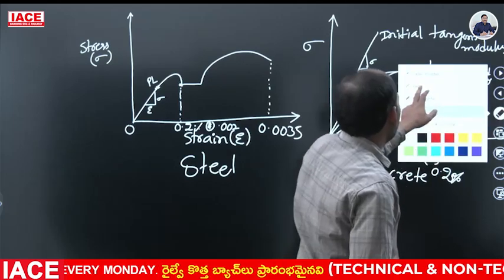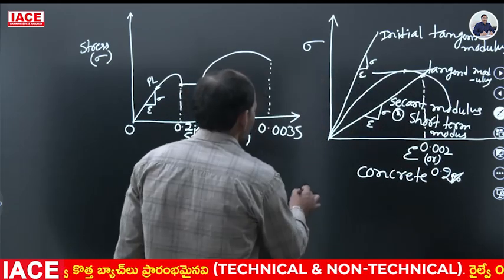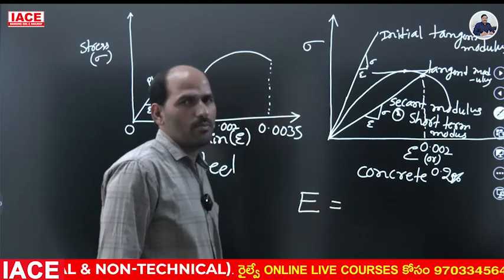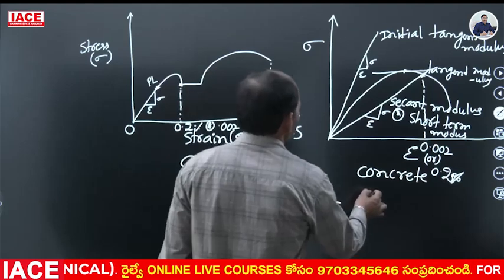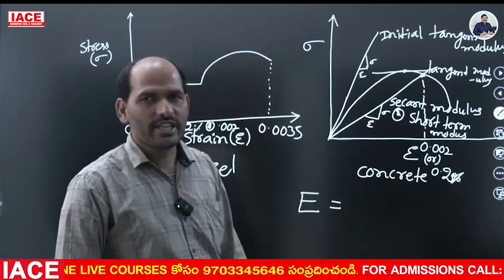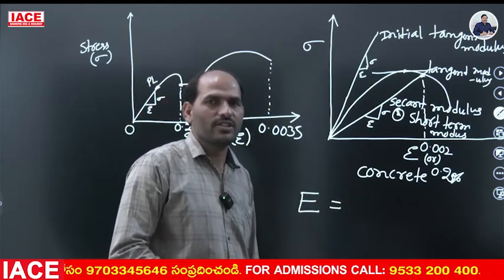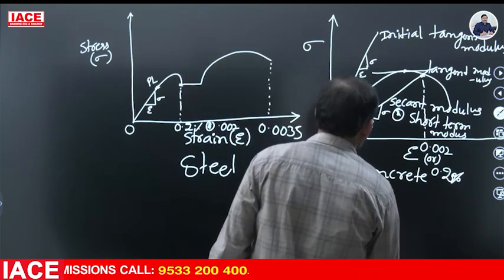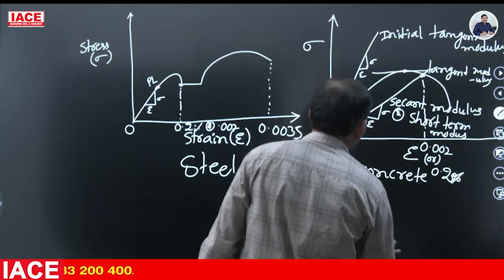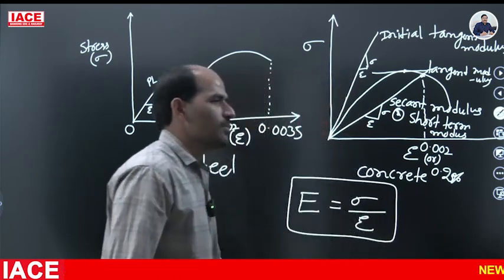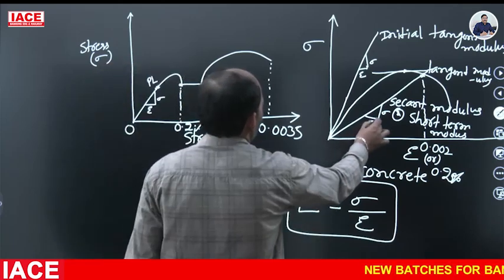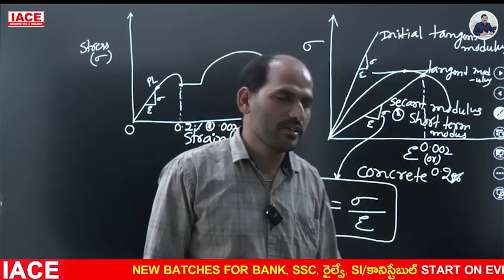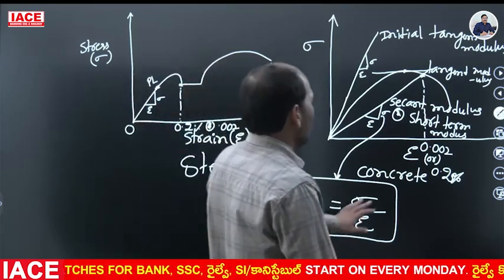E is the modulus of elasticity or Young's modulus. What is the modulus of elasticity? It is the ratio of stress of the material corresponding to the strain, stress upon strain. This modulus of elasticity we determine from the secant modulus or short term modulus.